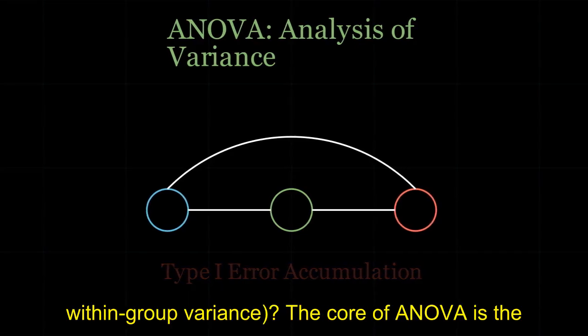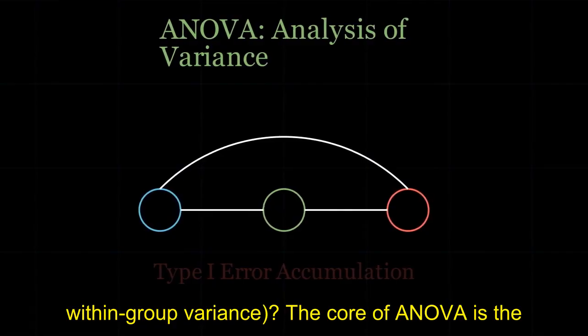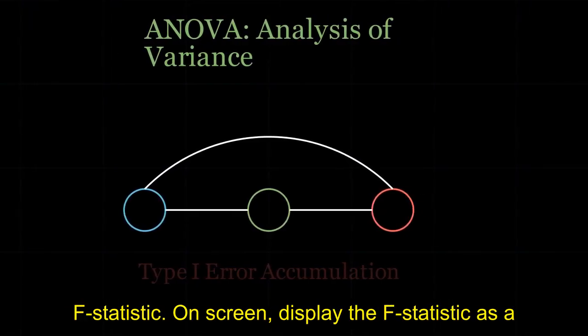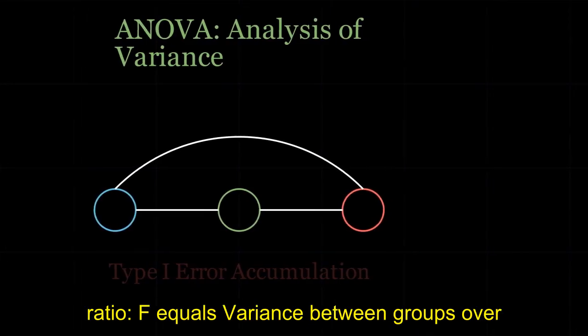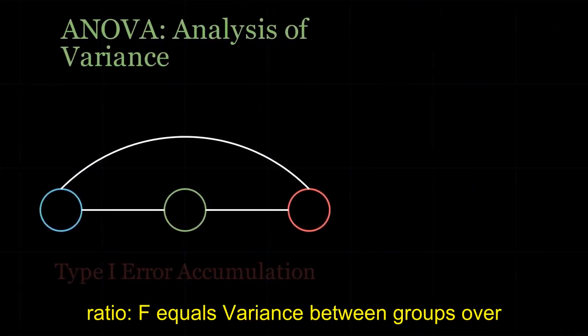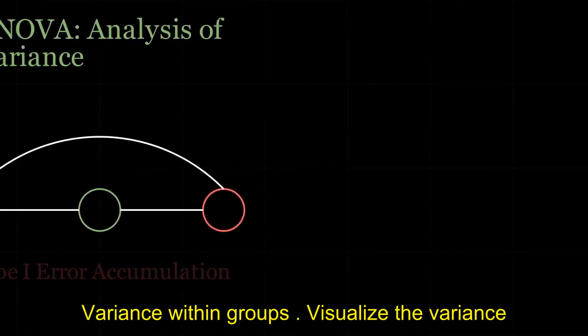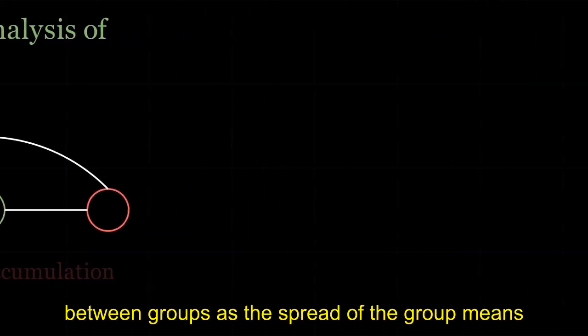The core of ANOVA is the F-statistic. On screen, display the F-statistic as a ratio. F equals variance between groups over variance within groups. Visualize the variance between groups as the spread of the group means themselves. If these means are far apart, this variance will be large. Now, visualize the variance within groups as the average spread of data points around their own group mean. If data points within each group are tightly clustered, this variance will be small.